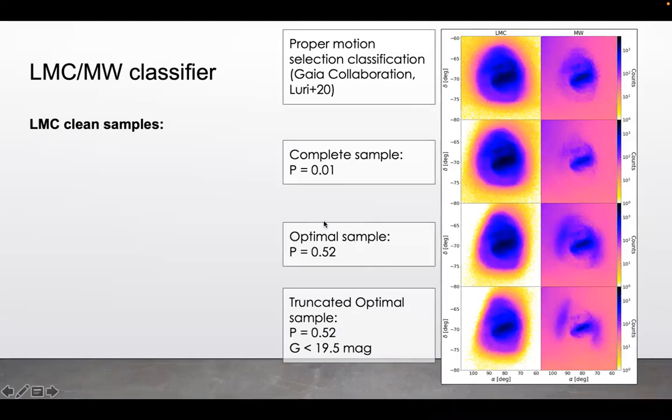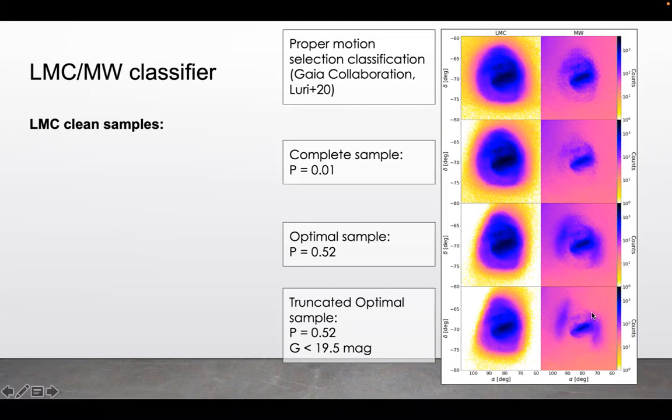If you take only the optimal sample, you still see that the classifier classifies a lot of stars in this region as belonging to the Milky Way. And we performed an extra hard cut on the brightness of the stars. We keep only stars that are brighter than 19.5, assuming that the ones that are fainter are the ones that belong to the Milky Way. And this is the difference it makes.